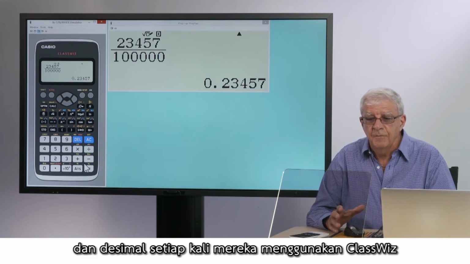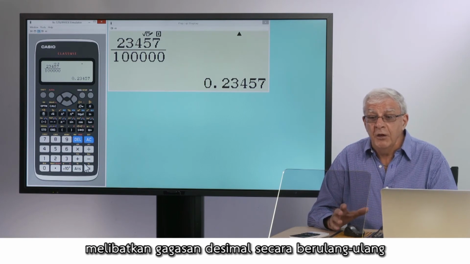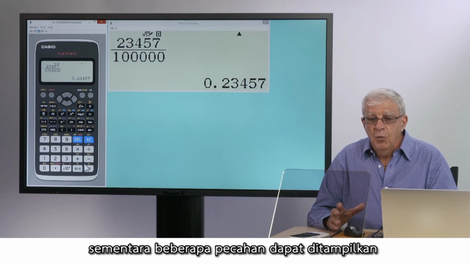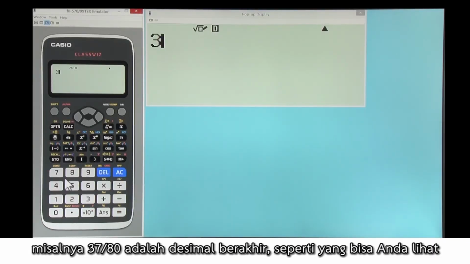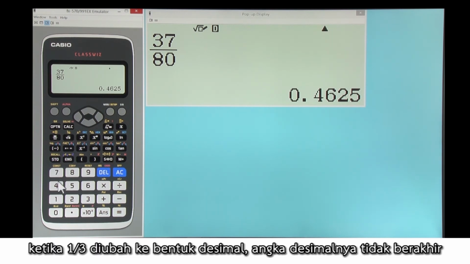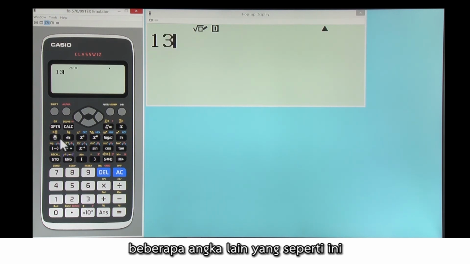An especially interesting relationship involves the idea of recurring or repeating decimals. While some fractions are represented by terminating decimals, and here's an example, 37/80ths is a terminating decimal, as you can see. Others are not. So 1/3, when we turn to a decimal, does not terminate. It seems to go on forever. And some of them do so in interesting ways, like this one.